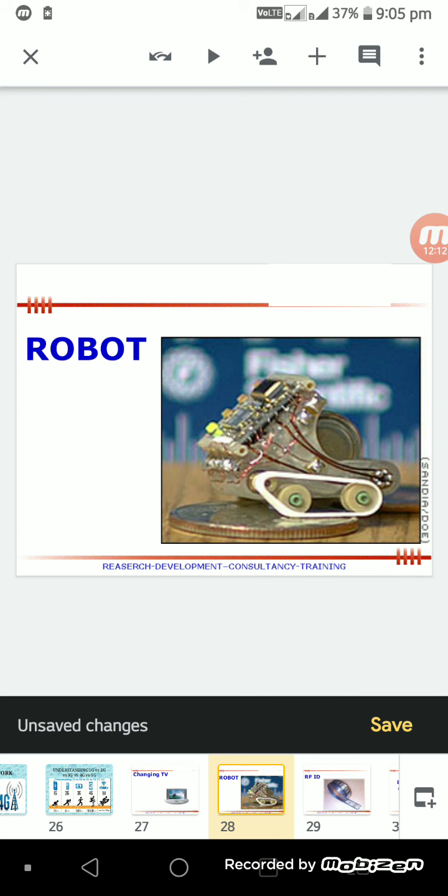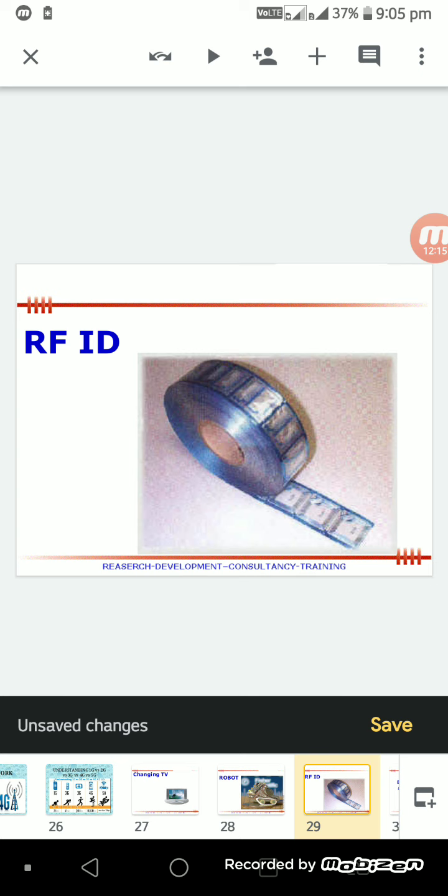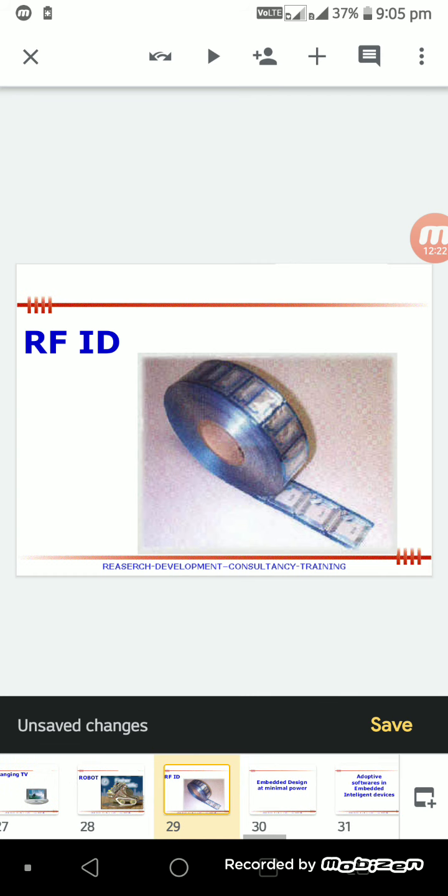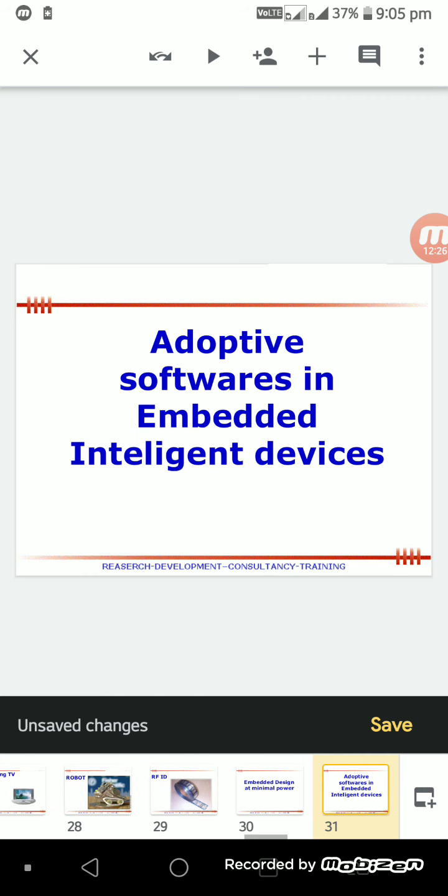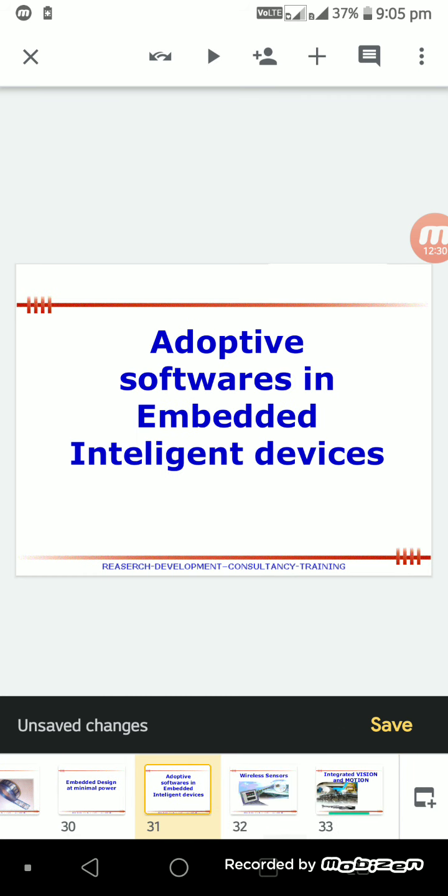Next, go for RFID, radio frequency identification. It is totally for security purposes, like your ID cards. Designing with minimal power. So see that, software programming.